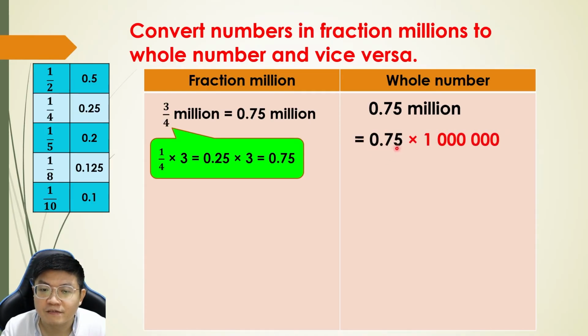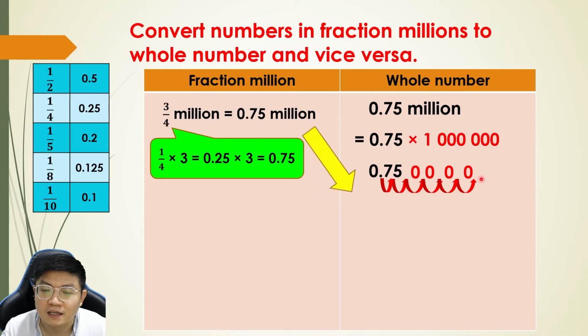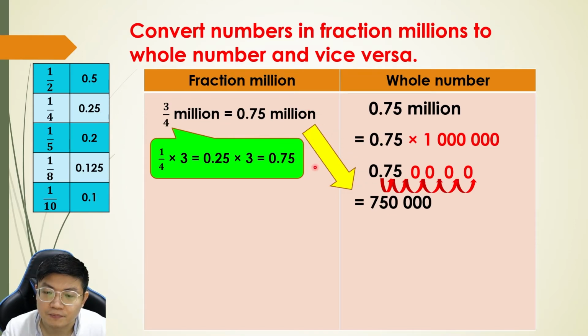So 0.75 times 1 million. So when you look at the point, just shift 6 times. 1, 2, 3, 4, 5, 6. So remember the holes, you insert 0. All right. So the final answer is 750,000. Now, very fast and very quick. You just have to use the table. But of course, if you remember the table.